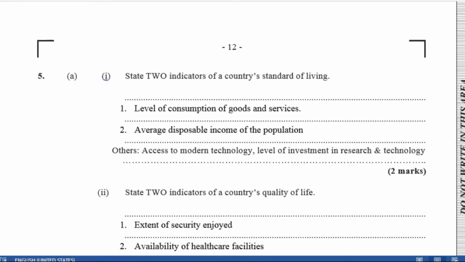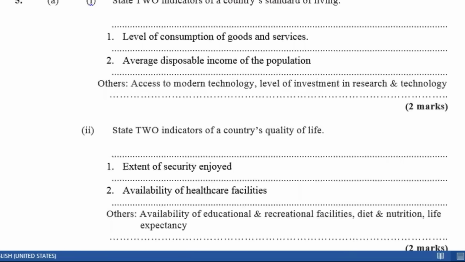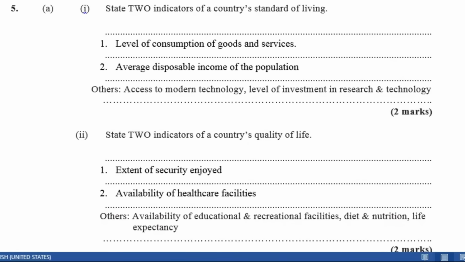State 2 indicators of a country's quality of life, and it's important that you can tell the difference between standard of living and quality of life, right? So when you think of quality of life, think of how much you can enjoy it, because you can look at some indicators. Extent of security enjoyed. Are you able to freely walk on the road? Are you able to freely live in peace, basically, right?